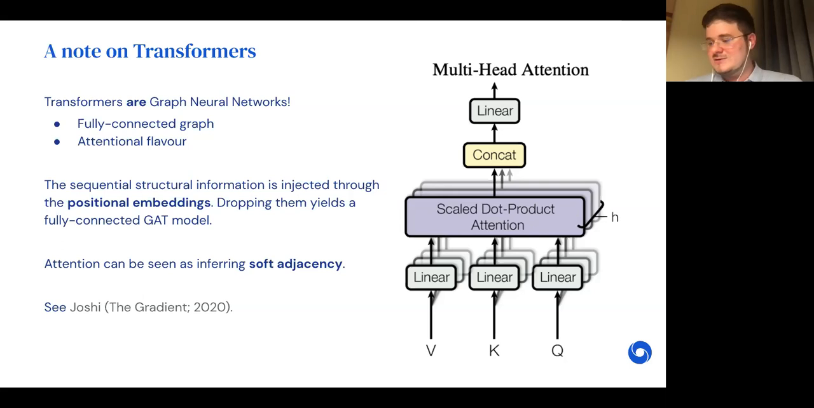And the only thing, and this is also related to a question that I just answered, that makes the original NLP transformer special in terms of its structure has nothing to do with its architecture. It's to do with the fact that you inject positional embeddings, which tell you roughly for every node where it is in the sequence. If you were to drop them, you'd have equivalently a fully connected graph attention network. And you can see the inference of this attention coefficient as a form of soft adjacency matrix. I don't have a lot of time to dive into this connection, but I think it's really fascinating. If you want to learn more about it, Chaitanya Joshi has written a really nice article in The Gradient about it. So I highly recommend checking that out.